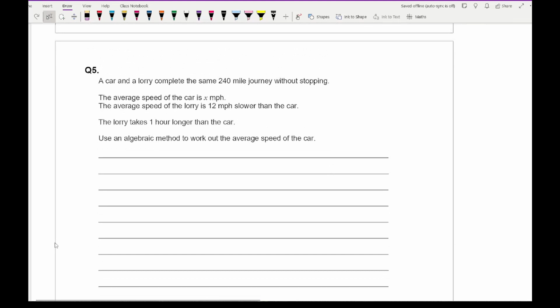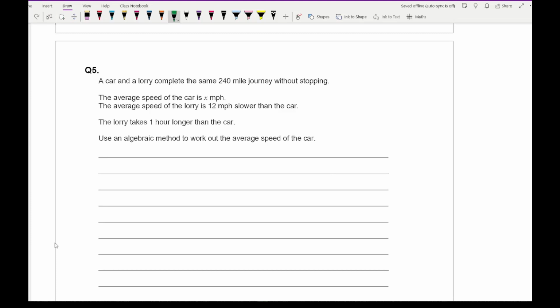Now moving on to question 5, it says that a lorry and a car complete the same 240-mile journey without stopping. The average speed of the car is x miles per hour. The average speed of the lorry is 12 miles per hour slower than the car. The lorry takes 1 hour longer than the car. Use an algebraic method to work out the average speed of the car.